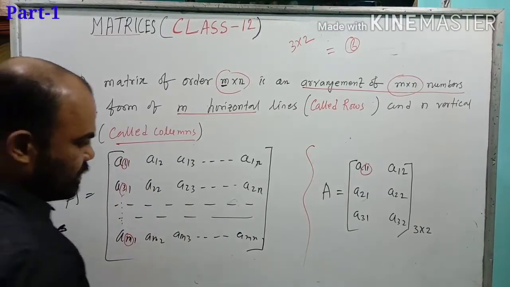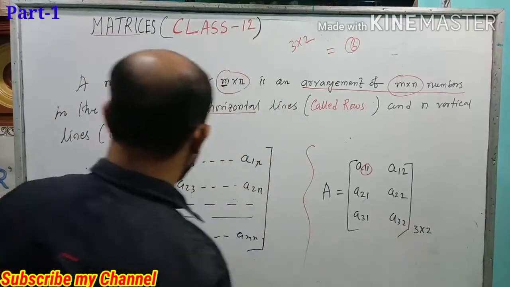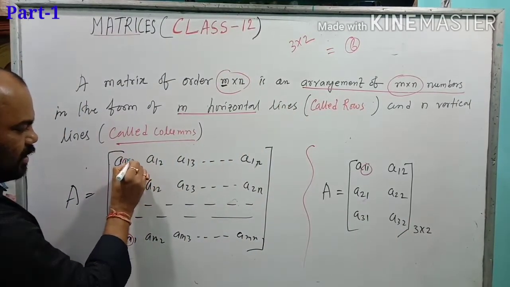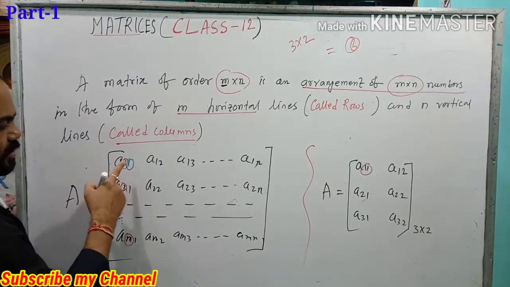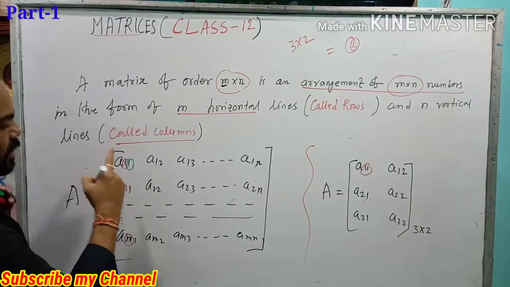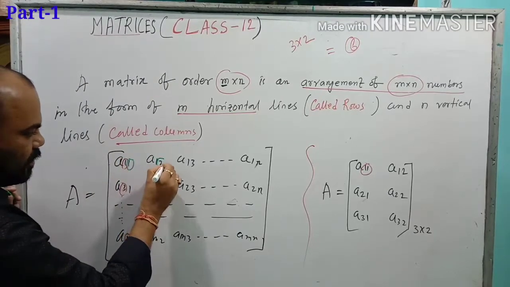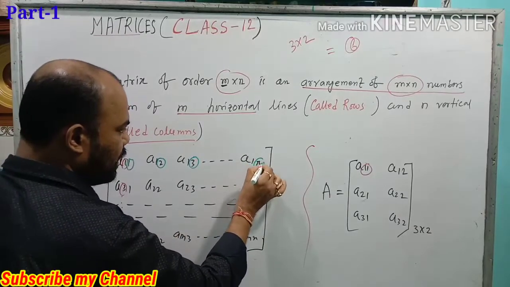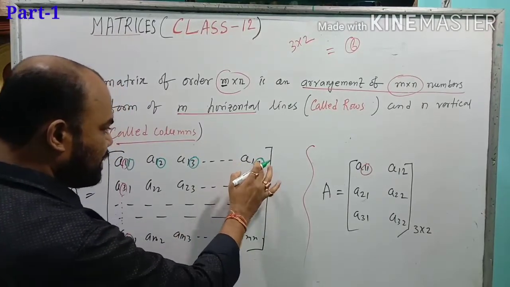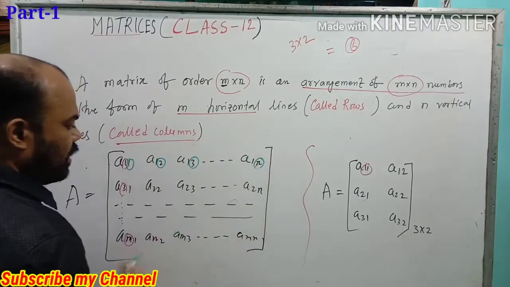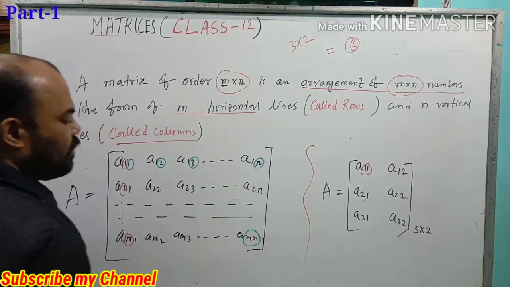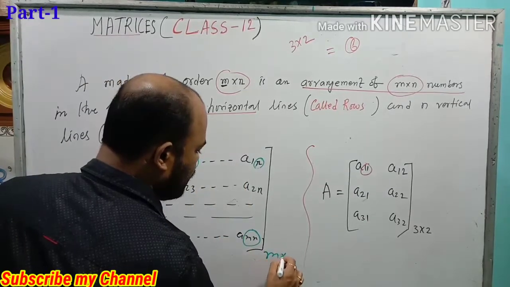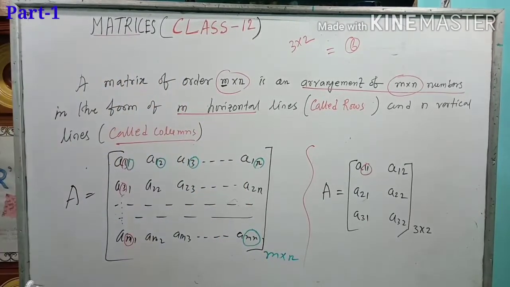And as you know, in all the elements the second suffix indicates the number of column of this element. So here for this element the column number is 1, here the column number is 2, here the column number is 3, and so on. In the last element it is n, that is the last column is the nth column. So there are n columns. So in total there are m rows and n columns. The order of the matrix is m by n.